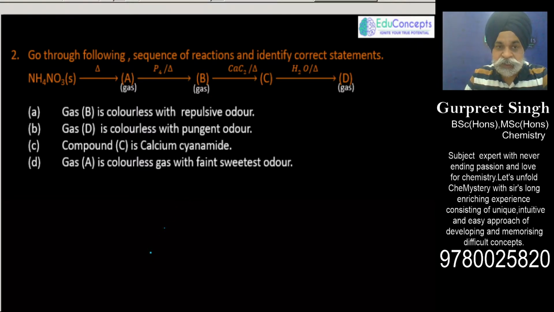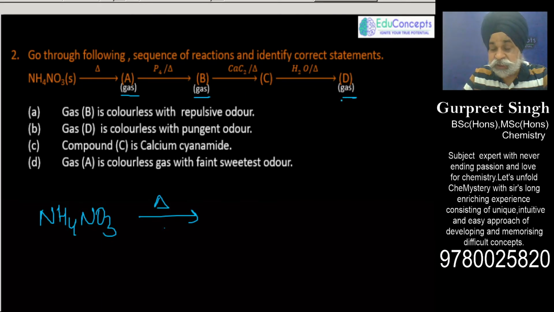So I hope you people have tried this question. It is again a beautiful question: ammonium nitrate is first heated with to produce. Now the beautiful thing is that all three compounds, A, B, D, are gases. And for those gases, they are asking the physical property, colorless, pungent, or something sweetish. So he is referring to the physical property of a gas, so we need to identify what the gases are.